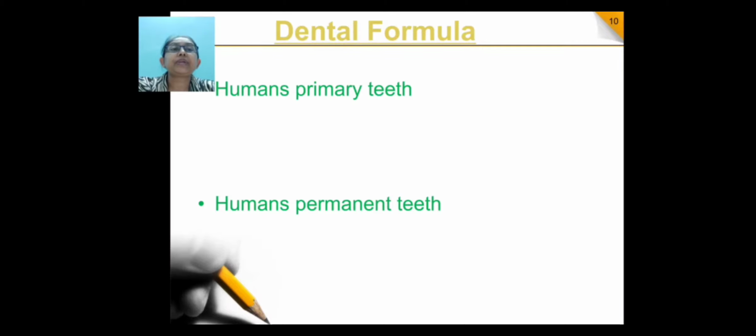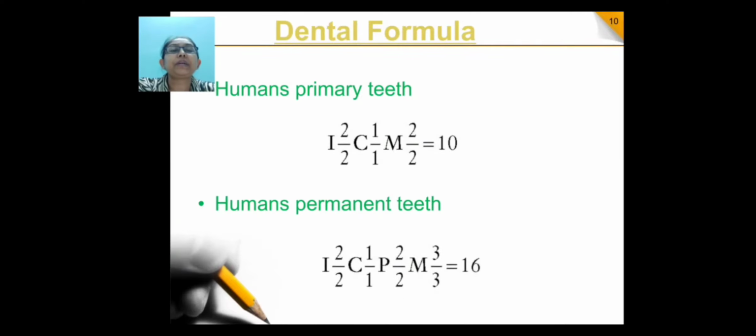Next, let us come to the dental formula. Now what is this dental formula? Basically, Nelson in 2002 gave the nomenclature, the denomination and the number of teeth in the form of a formula. This was given for all the mammals, and when we see humans, this is the formula given for primary teeth and permanent teeth.